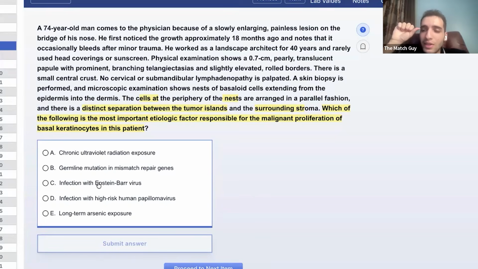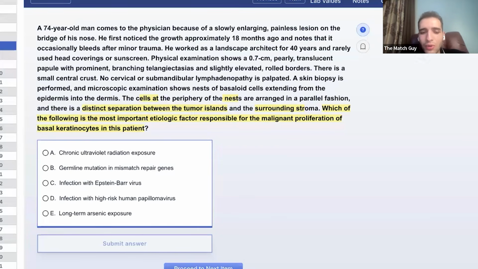It can cause nasopharyngeal carcinoma in Asians. It can cause oral hairy leukoplakia in the lateral tongue. It can cause Burkitt lymphoma. Okay, so it can cause many cancers, and it can cause primary CNS lymphoma of the head. And then infection with high-risk human papillomavirus. This can also cause multiple cancers. Primarily, it will cause cancer of the cervix, cervical carcinoma. And then long-term arsenic exposure can also cause a few cancers, especially skin cancer.